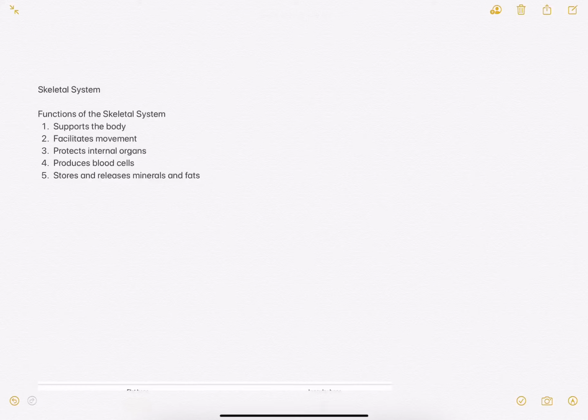So the first thing that we want to talk about again is the function of the skeletal system as a whole. As listed in the textbook, the 5 critical functions of the skeletal system are to support the body, facilitate movement, protect internal organs, produce blood cells, and store and release minerals and fats. So we're going to go over each one more specifically. Beginning with the first one, supports the body.